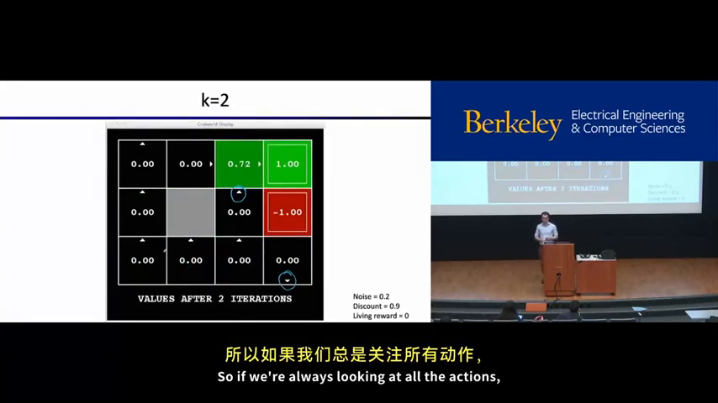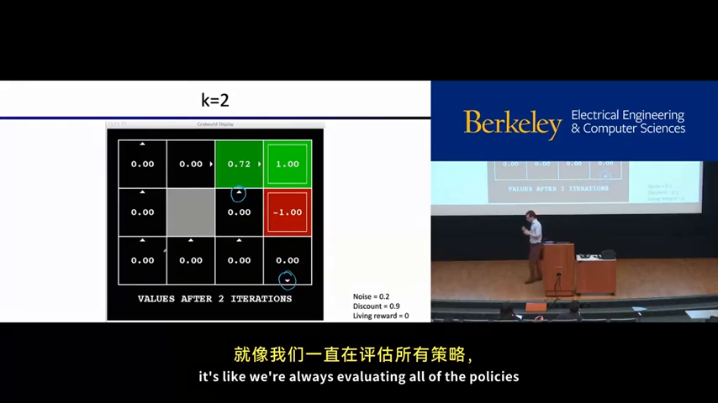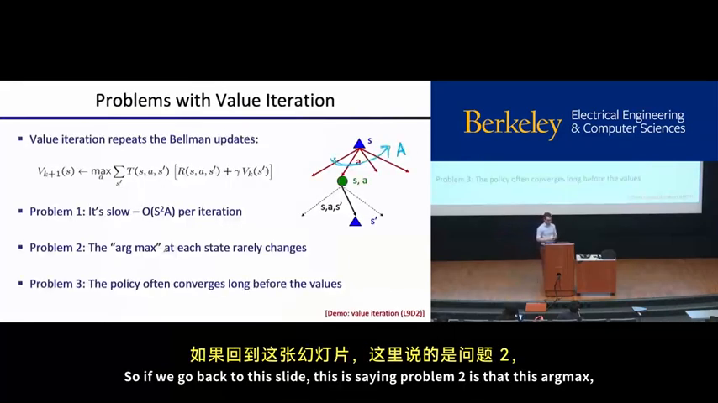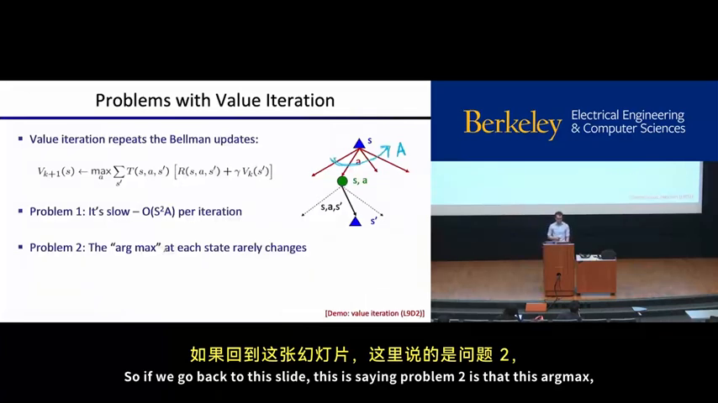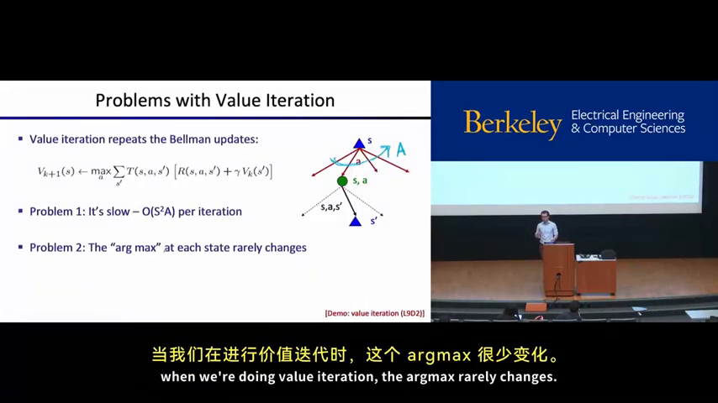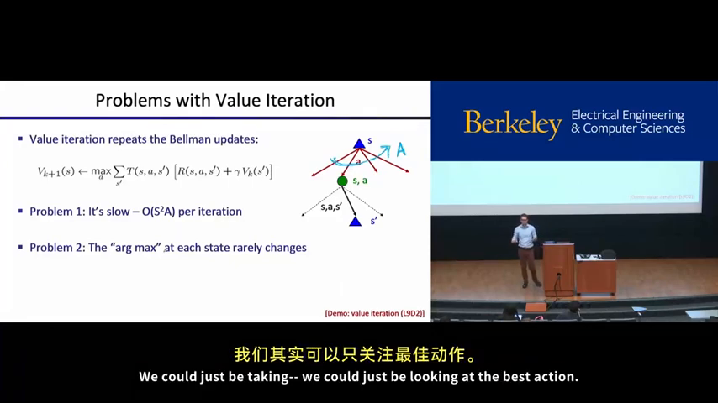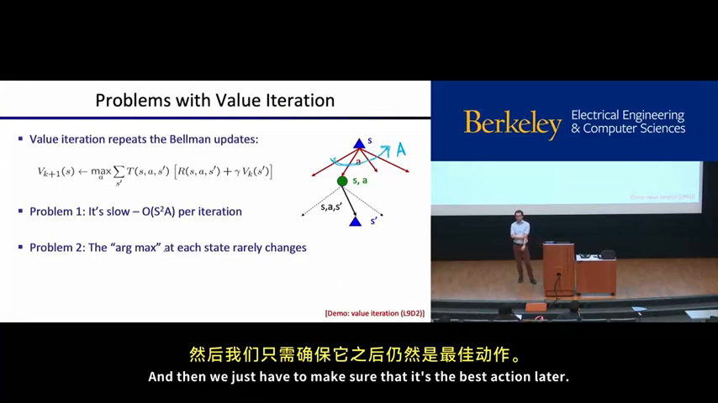So if we're always looking at all the actions, it's like we're always evaluating all of the policies rather than only the policy that we're currently looking at. So if we go back to this slide, this is saying problem 2 is that when we're doing value iteration, the argmax rarely changes. So why are we taking the argmax? Why are we looking at all the actions? We could just be looking at the best action, and then we just have to make sure that it's the best action later.